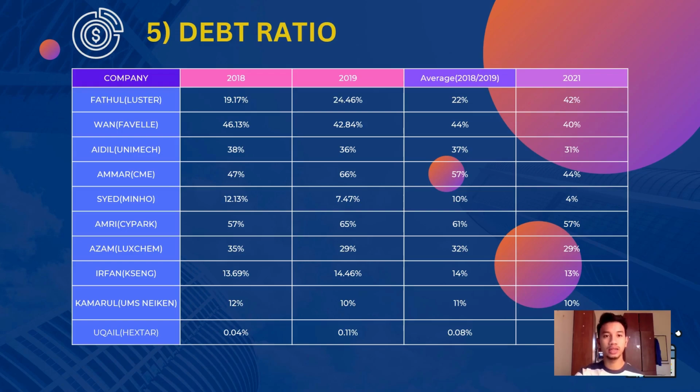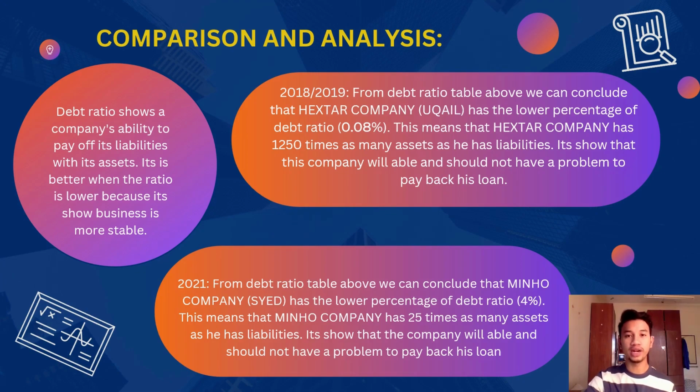The debt ratio is a financial ratio that measures the amount of the company's total debt relative to its total assets, and is calculated by dividing the company's total debt by its total assets, and this is the result. For comparison and analysis, we need to look at the lowest one because it shows the business is more stable to pay back the loan. For the years 2018 and 2019, we can see the Hector company has the lowest percentage of debt ratio, which is 0.08%.